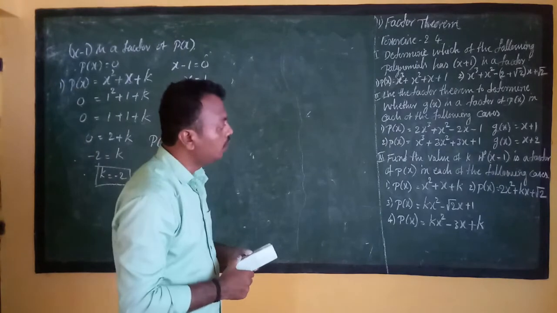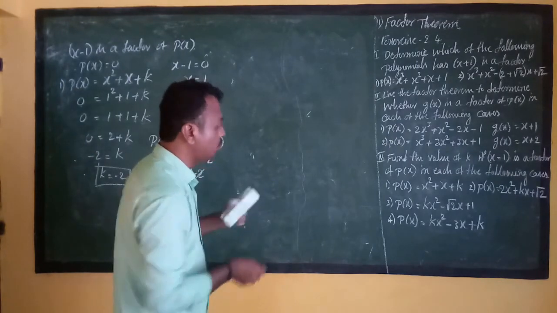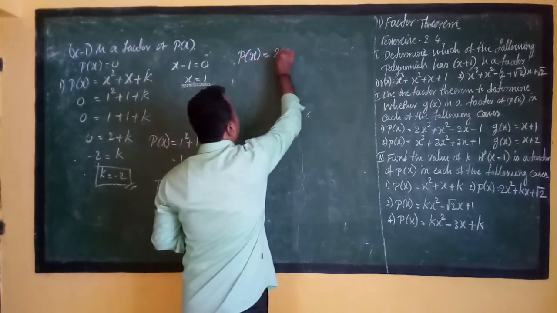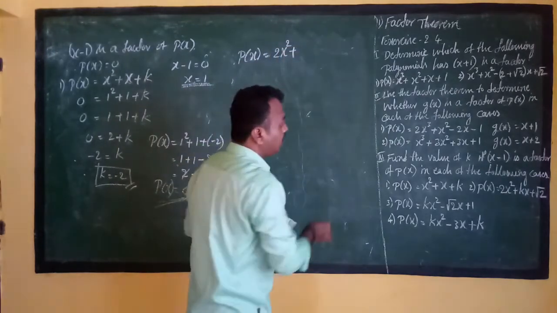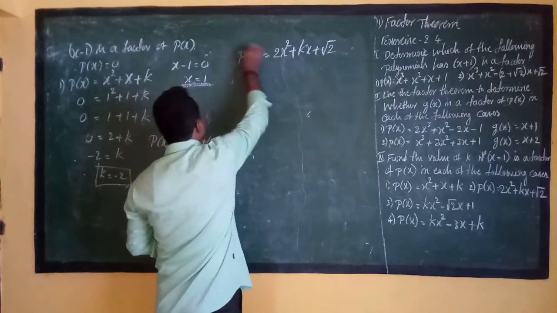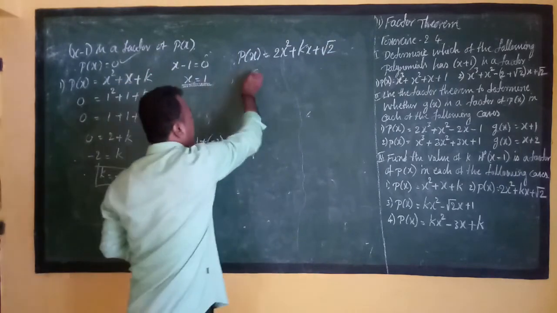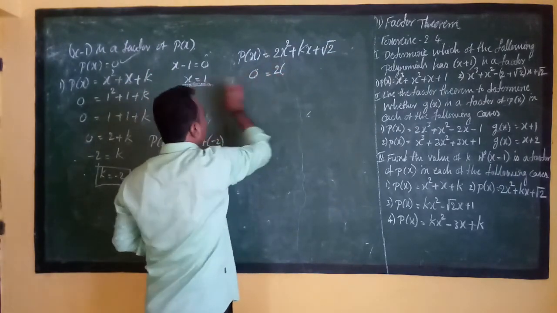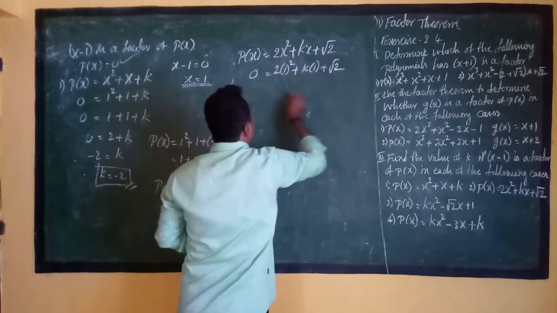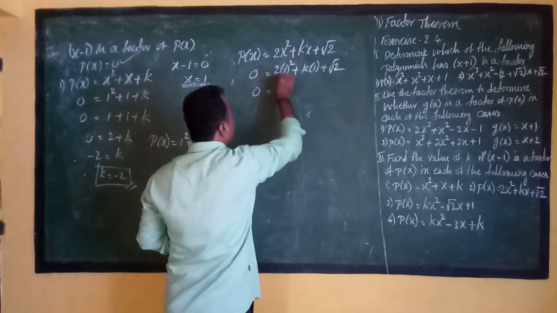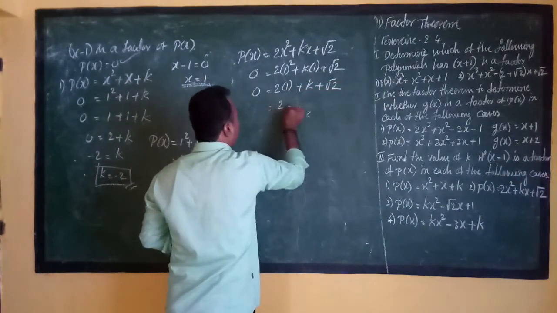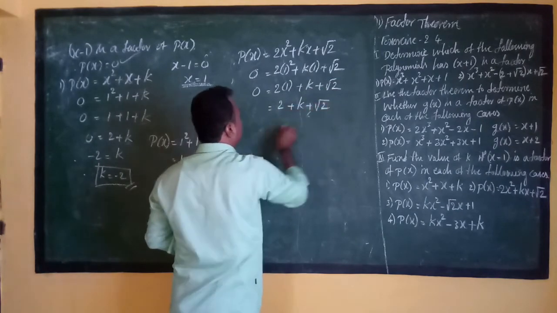P of x is equal to 2x square plus kx plus root 2. Yes students, this value becomes 0, it is already given. The same way you have to apply it. 2 into 1 square plus k into 1 plus root 2, and 0 is equal to 2 into 1 square, which is 1, plus k into 1 plus root 2. 2 ones are 2, plus k plus root 2, is equal to 0.